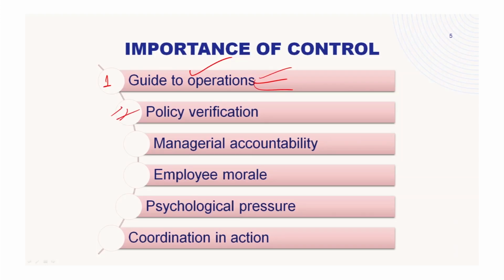Second is the policy verification. In the planning phase, you may be taking certain policies or decisions which were suitable based on that situation, based on the external factors as well as the internal factors. But over a period of time, you observe a change in the external factors that demands a review of your existing plan. This will be done by having the controlling mechanism.